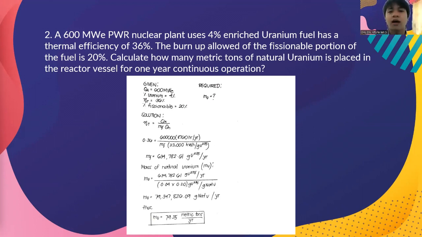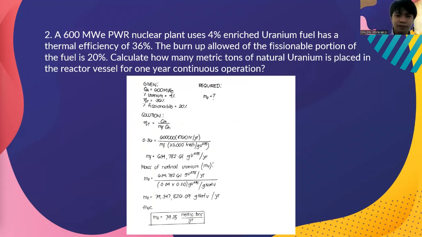So first, ilista muna natin yung given, which is the Q A, yung power niya, which is 600 megawatts. So the percentage ng enriched uranium natin is 4 percent. The thermal efficiency is 36%, and the percentage of fissionable portion of fuel is 20%. So the required is the mass of natural uranium. So paano ba natin siya isosolve?